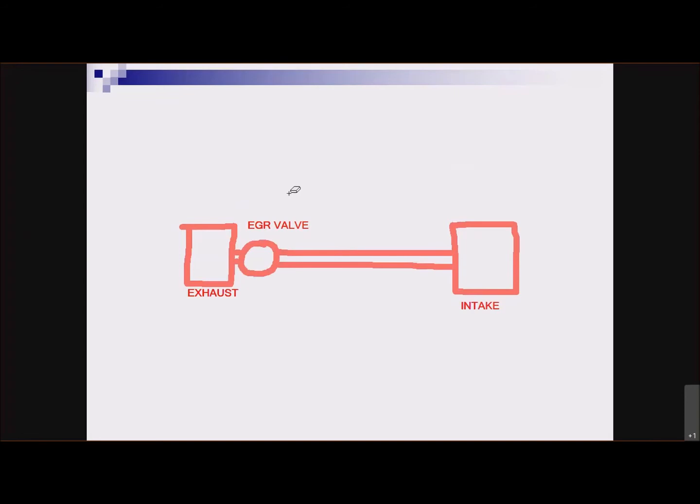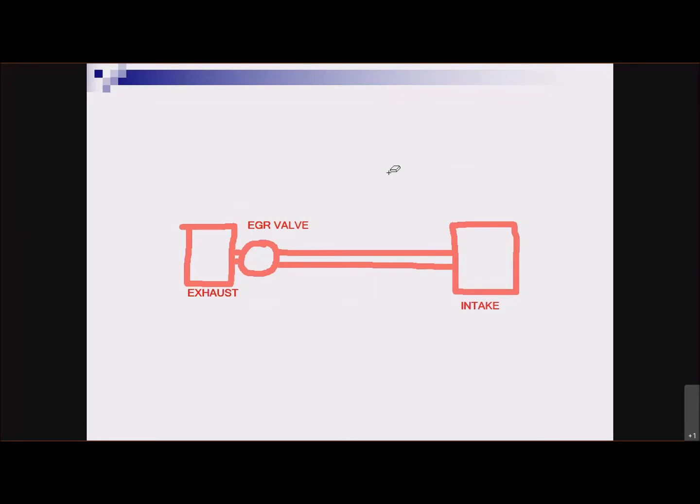Now, the early EGR systems, they had a potentiometer on top of the EGR valve to measure how far open the valve went, trying to determine how much exhaust gas is flowing from the exhaust into the intake.